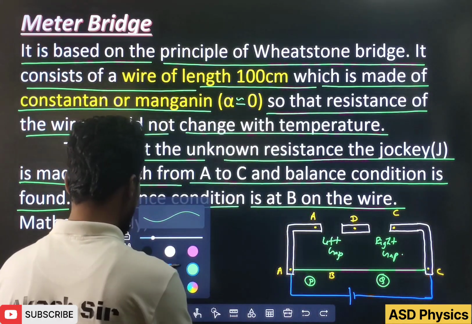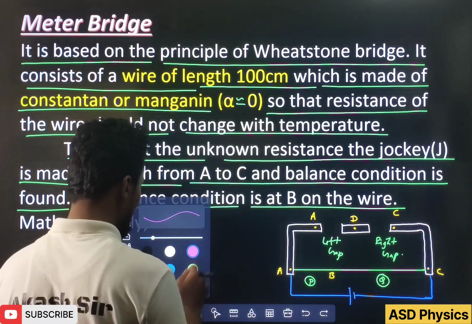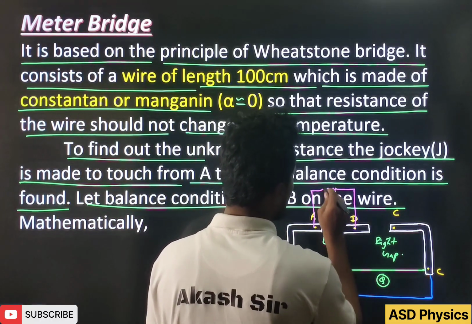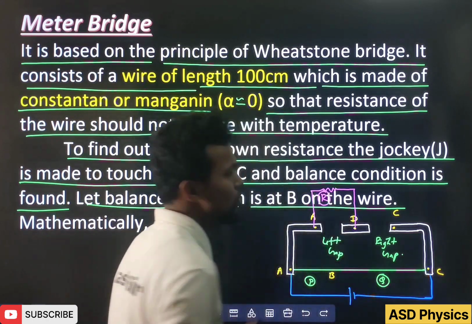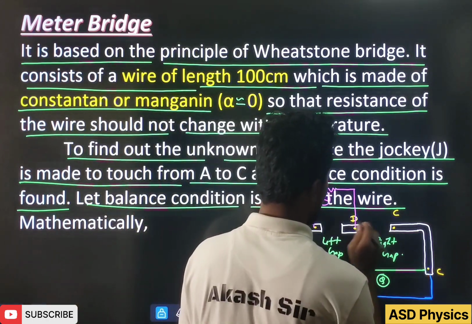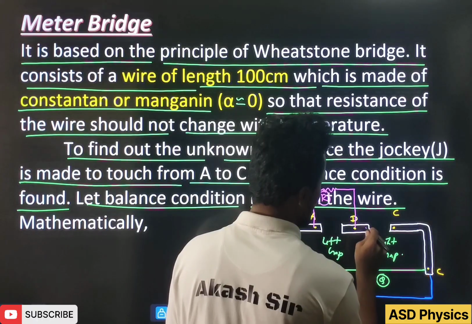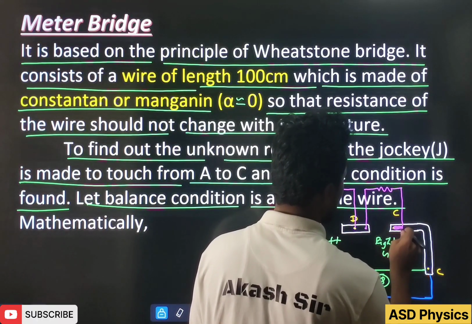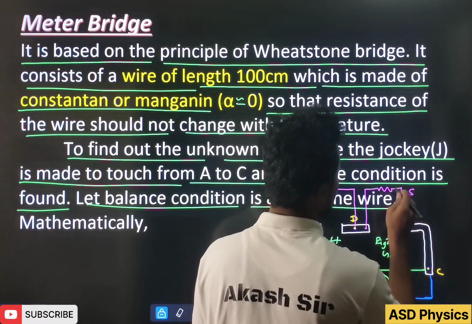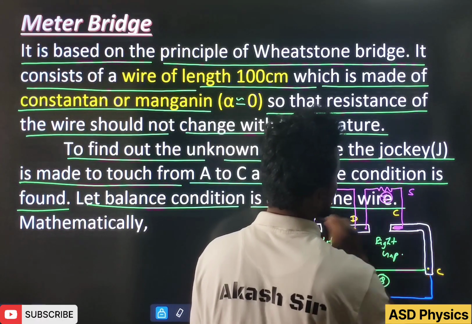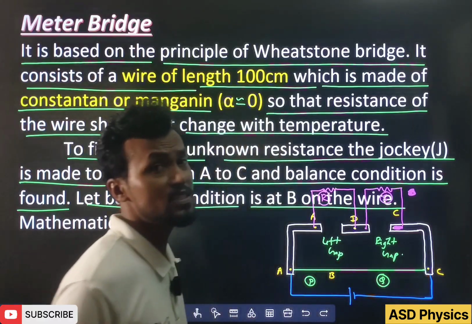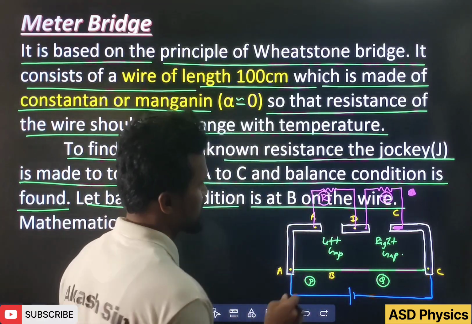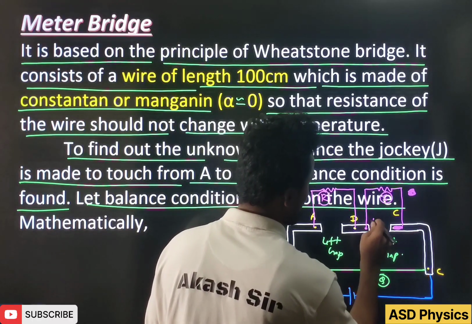Here we connect R, which is called the resistance box, a known resistance. And here we connect S, which is the unknown resistance. R is the resistance box, the known resistance, and S is the unknown resistance. This point is also D here.